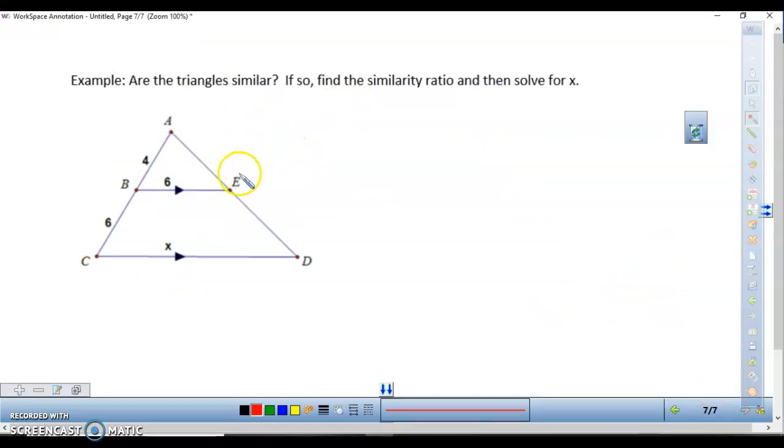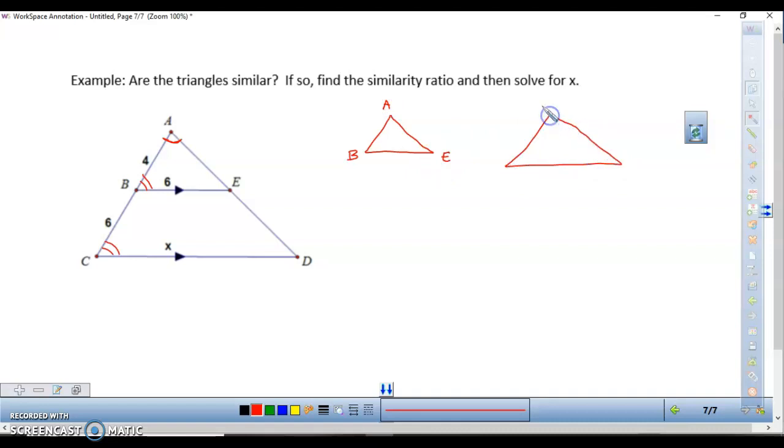So first, are they similar? Now I know these two triangles are similar because 1, ABE and ACD, they have a common angle A by the reflexive property. And 2, I know that angle ABE is congruent to angle ACD because they're corresponding angles and we had parallel lines. So if I draw these triangles separately, just like we did in the other lesson, this is B, this is A, this is E.